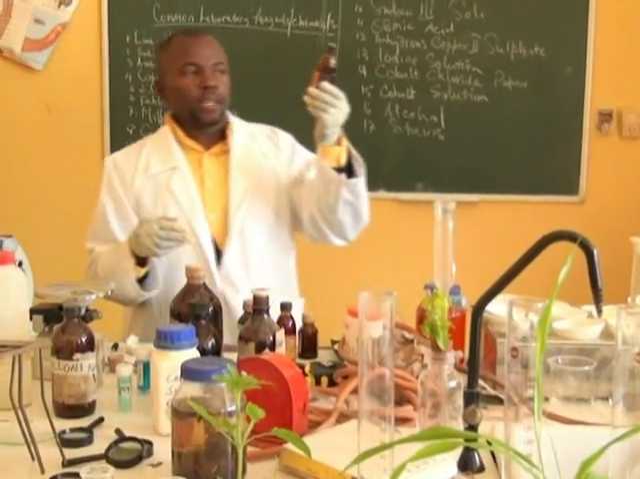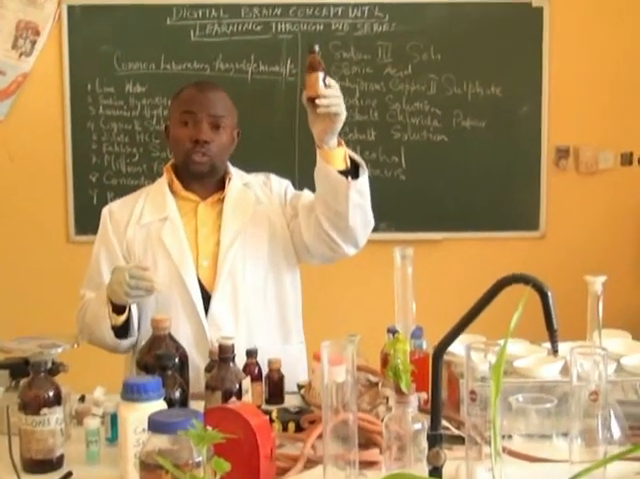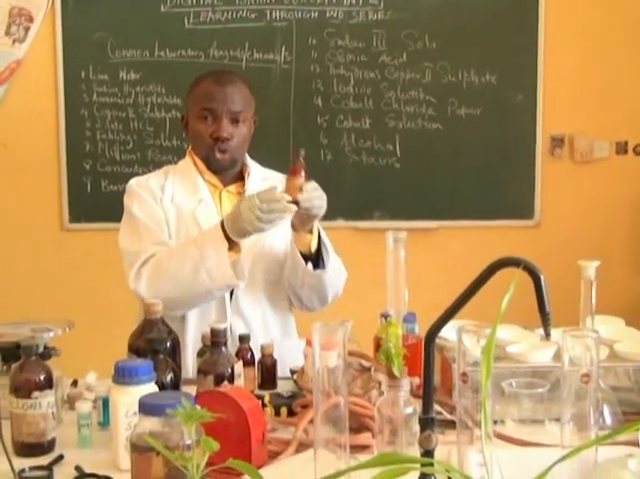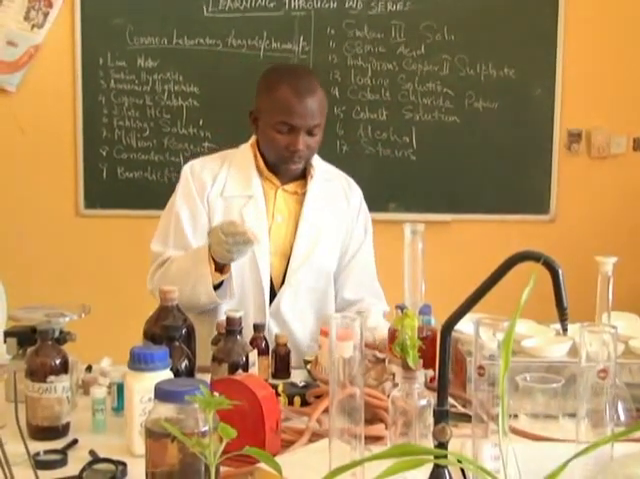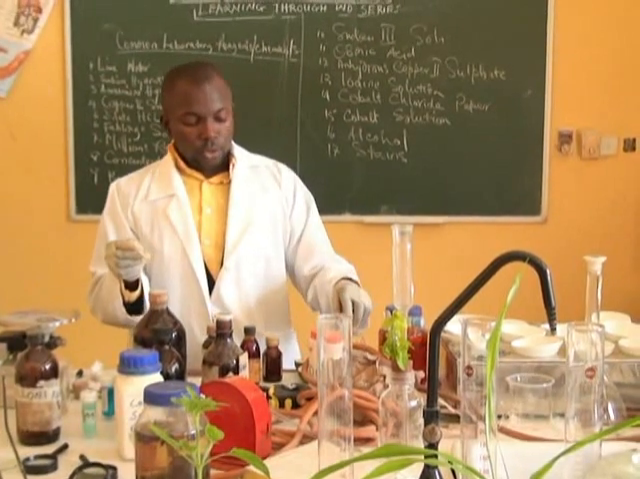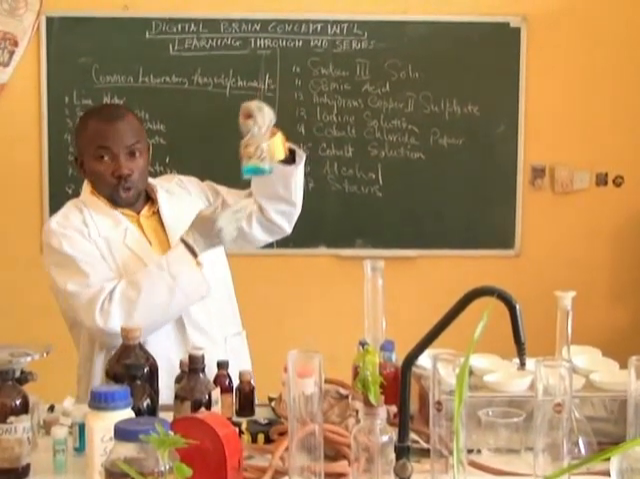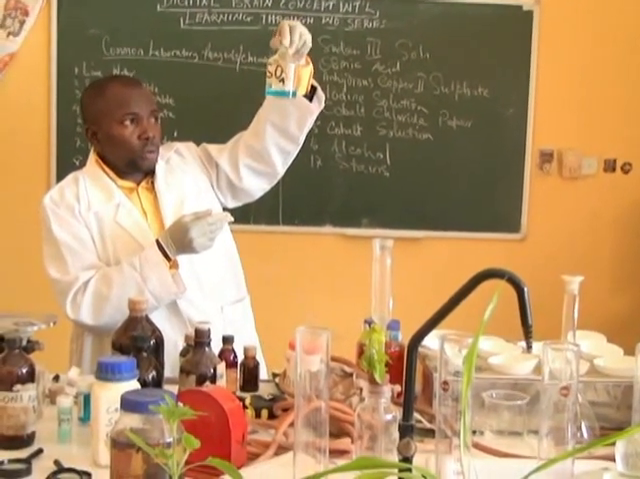This is sodium tree solution, which is used to test for the presence of lipids, fat and oil. As we carry out food tests today, you're going to see how to use sodium tree solution. This is copper 2 sulfate solution. Copper 2 tetraoxosulfate solution is bluish in color. You can see the blue color.